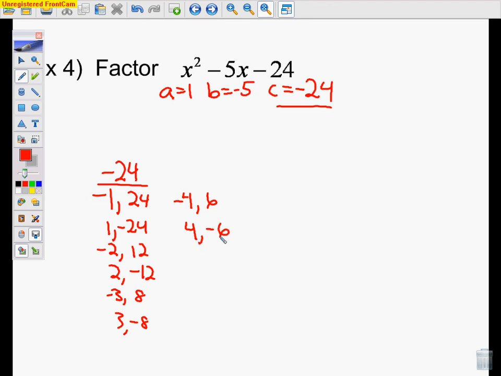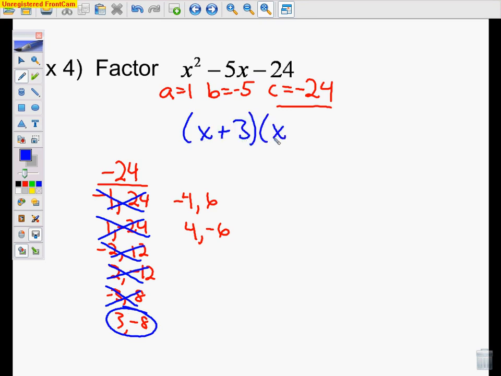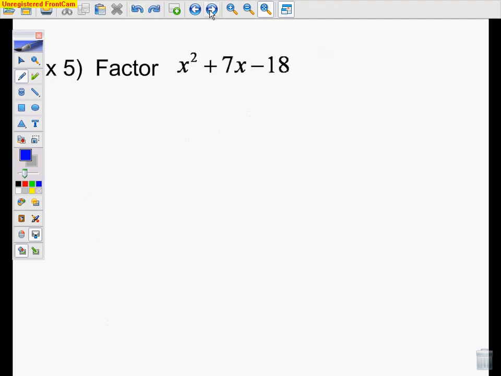Now, out of those, which of those adds together to give you negative 5? Well, the first one, they add together to give you positive 23, and then negative 23. Next we have a positive 10 and a negative 10. Then here we have a positive 5 and a negative 5. Okay? So 3 and negative 8 work. So x plus 3 times x minus 8. All right. And once again, you can go through and actually FOIL this and make sure that you get the original problem. Okay? That would be a wise thing to do. All right. Let's go to the next one.